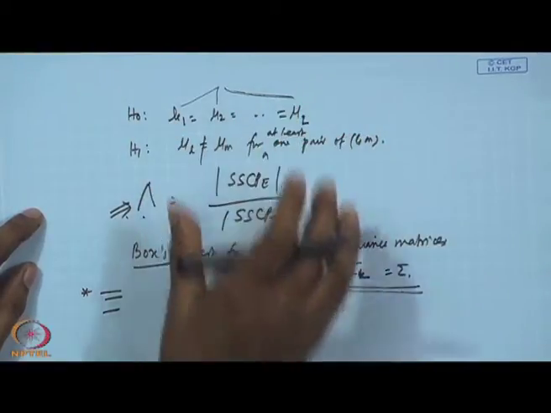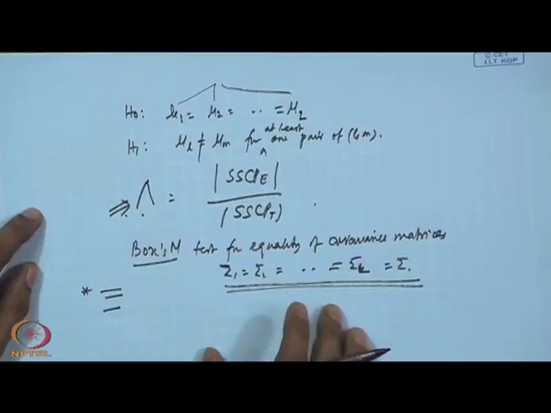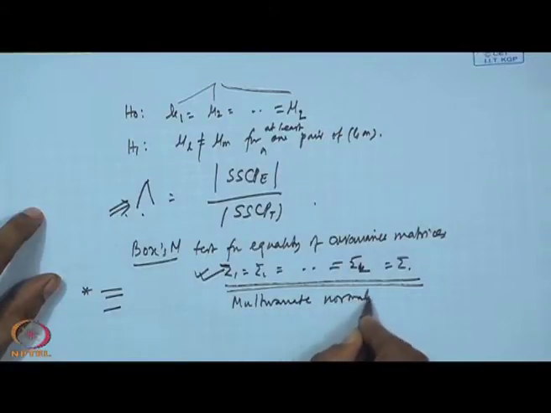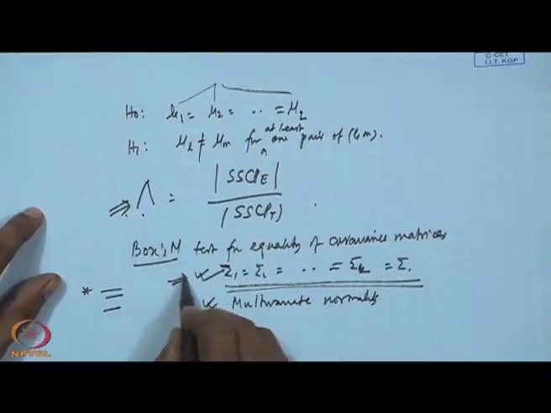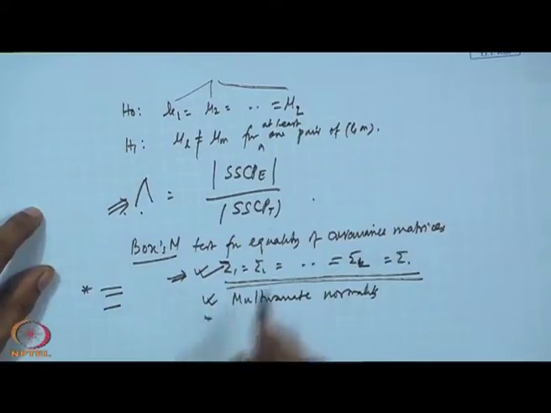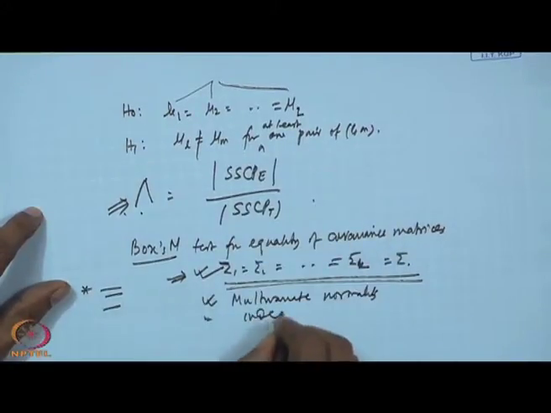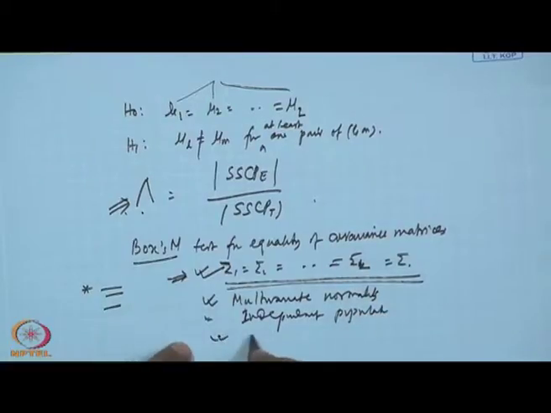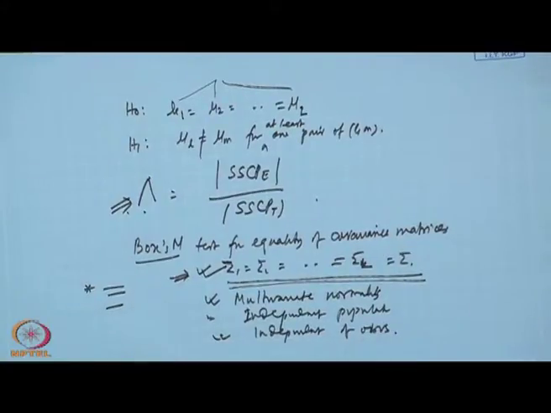But even then, please keep in mind the assumptions and their violations. The first one is multivariate normality. Another is that the populations are independent populations, which is not a big issue because it is usually true. Then there is independence of observations. So, these things you have already seen.